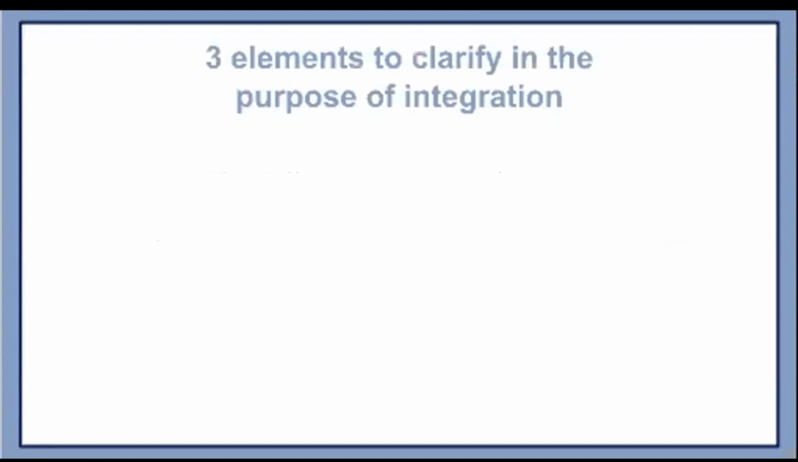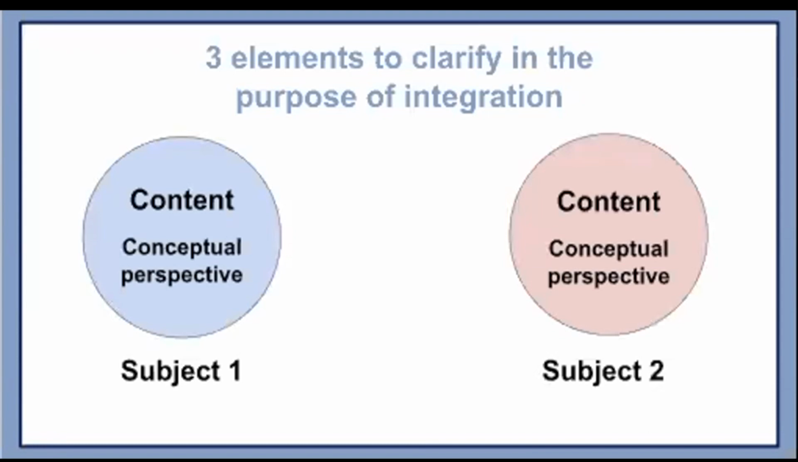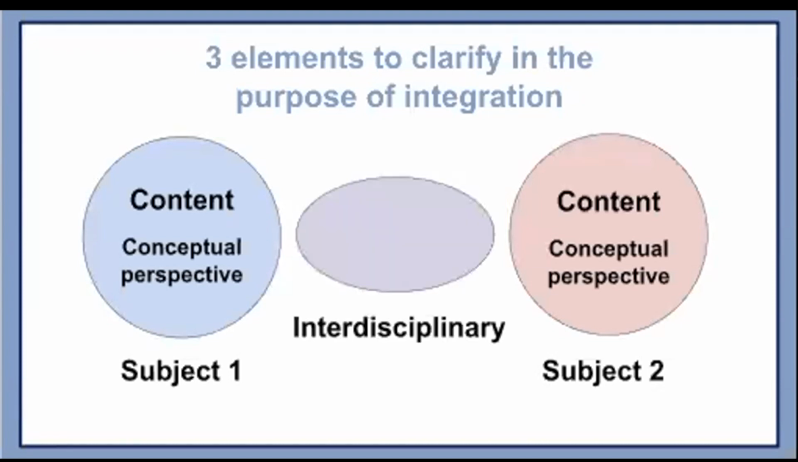So there are three elements to clarify in the purpose of integration. First, it's helpful to describe the disciplinary content and perspective that each subject will contribute to the interdisciplinary purpose. What content and conceptual perspective will subject 1 contribute? And what content and conceptual perspective will subject 2 contribute? Then a description of the synthesis is also needed. How will students synthesize the disciplinary perspectives, and what product will they create that communicates interdisciplinary understanding?